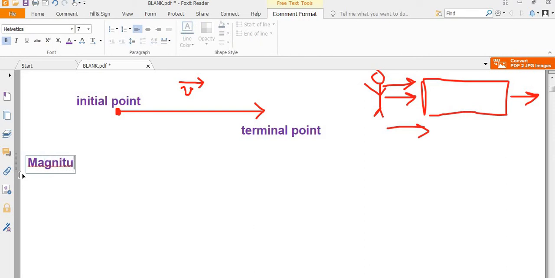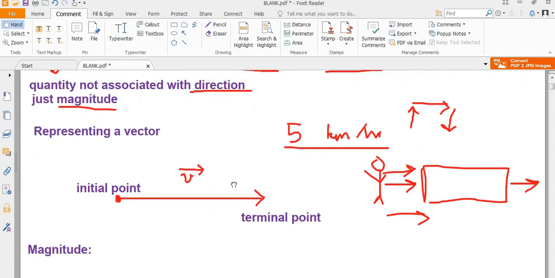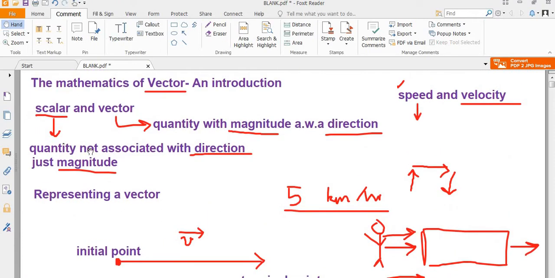Last episode we talked about vectors being something that has both magnitude and direction. Direction is essentially something that puts a vector apart from any other scalar quantity, as I have written here. Scalars are quantities which have no direction but just a magnitude, whereas vectors are quantities which have both a magnitude as well as a direction.